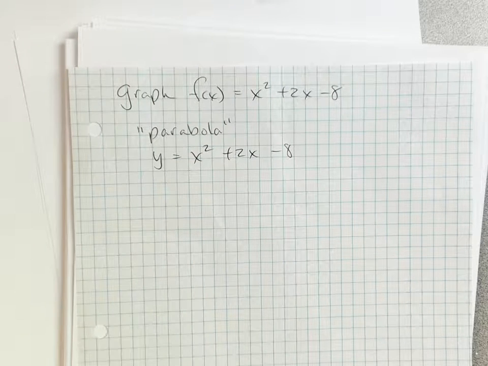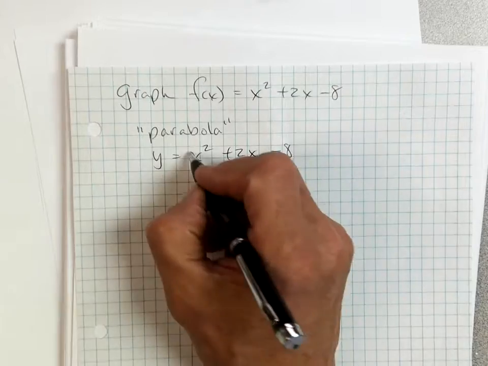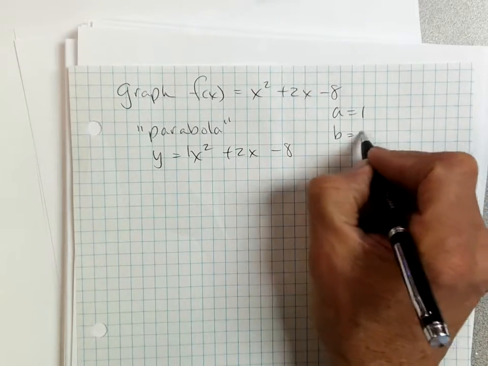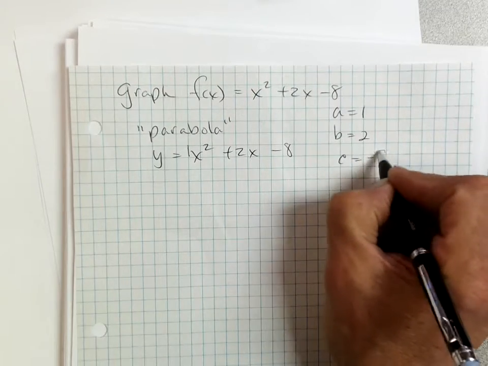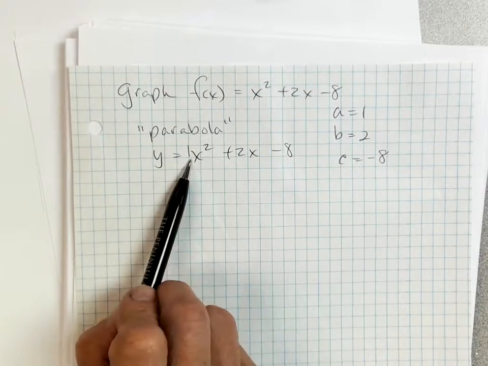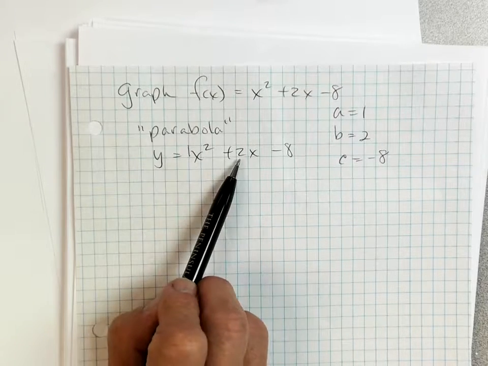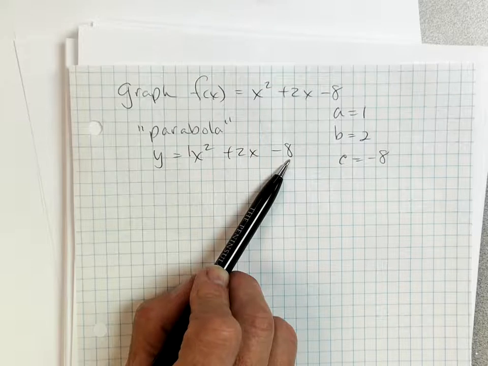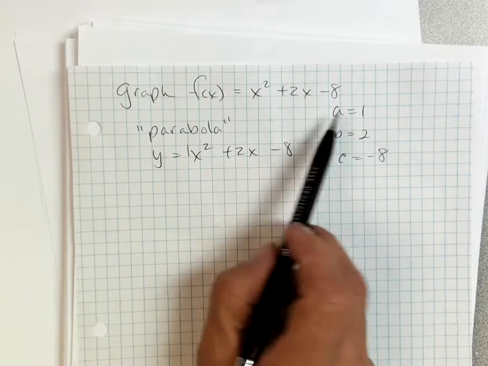Well, if we need to graph this, there's a few things we need to know, okay? So first of all, we do know that A is 1, B is 2, and C is negative 8. It's just the numbers. The number in front of x squared is A. The number in front of x is B, and the number by itself is C, okay? Negative 8. It is negative, because of the negative there, right?